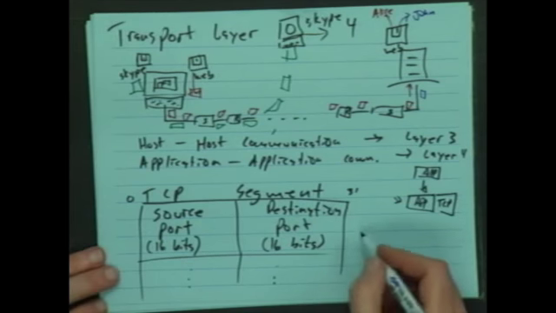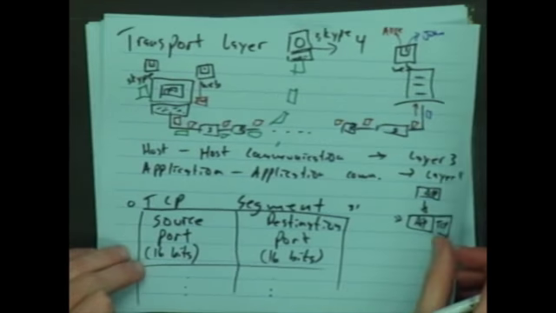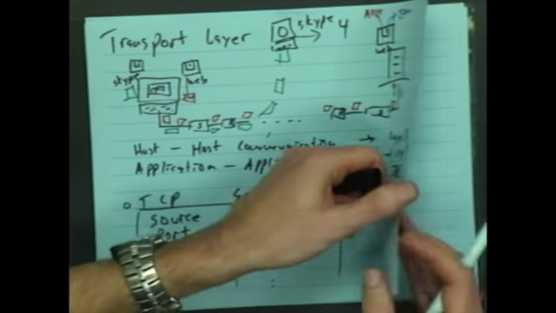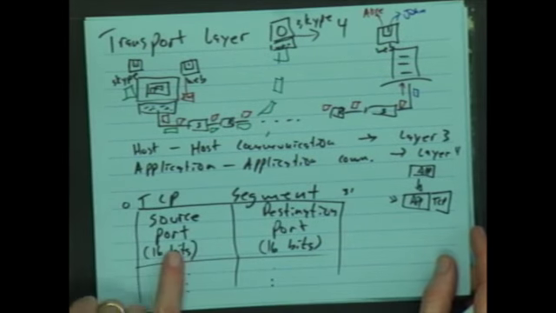But the thing we want to know is, what are these fields used for? So what do they mean? All right? So first question, what is a port? Did you guys get that down? So these are the first things that come off the TCP segment.